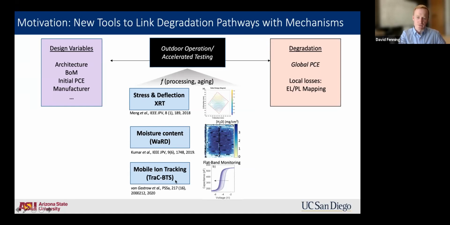And then another tool, which I won't be focusing on today, but which my group has been developing, is to quantify and track mobile ions as they drift across, especially the dielectric layers, causing degradation such as PID. This uses flatband monitoring. I just refer you to one of our recent works on that.